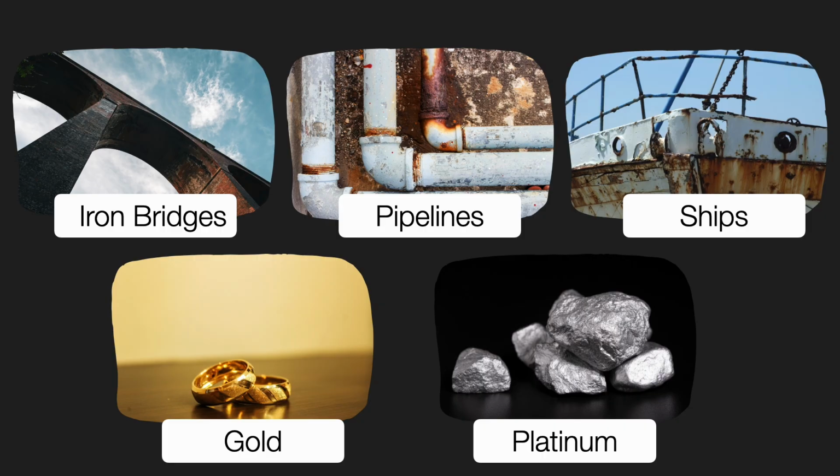So next time you see a rusted iron gate, a blackened silver article, or a green copper utensil, remember, it's nature's slow chemistry at work. Corrosion teaches us how reactive different metals are and why protecting them is so important.